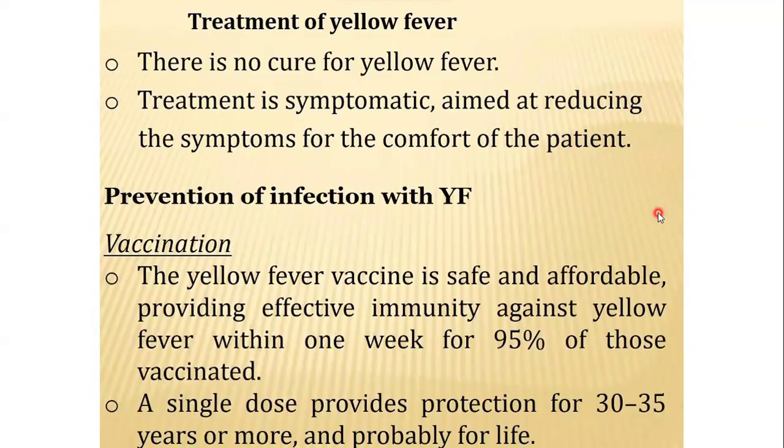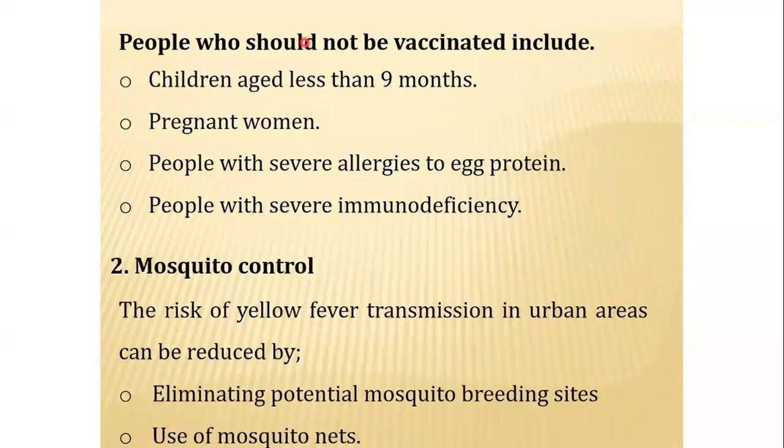So it provides effective immunity against yellow fever within 1 week for 95% of those vaccinated. A single dose provides protection for 30 to 35 years or more, and probably for life. Yeah, so my vaccine was for life. I was told there's no need to get a booster. Long time ago, they used to do a vaccine where you get a booster after 10 years, but these days it offers lifelong immunity. People who should not be vaccinated include children aged less than 9 months, pregnant women, people with severe allergies to egg protein, people with severe immunodeficiency.